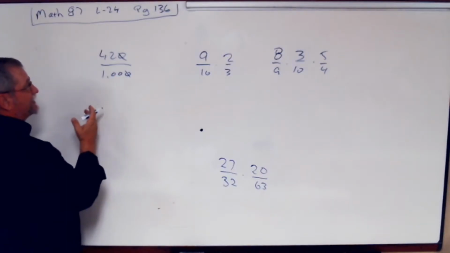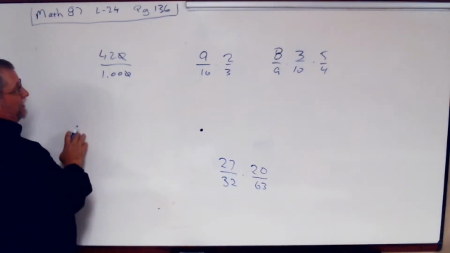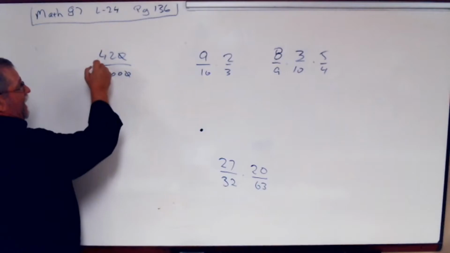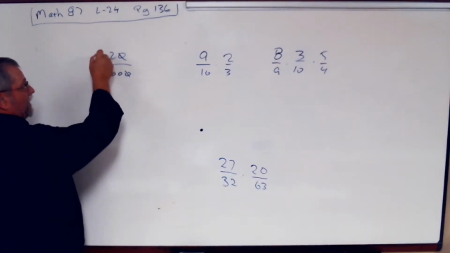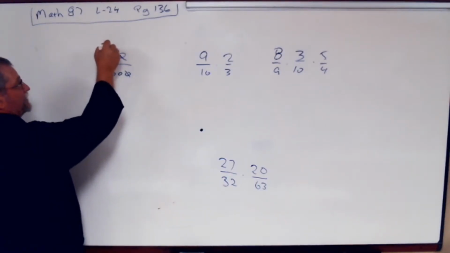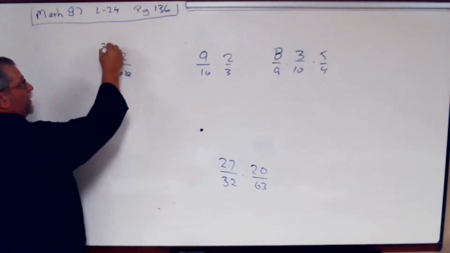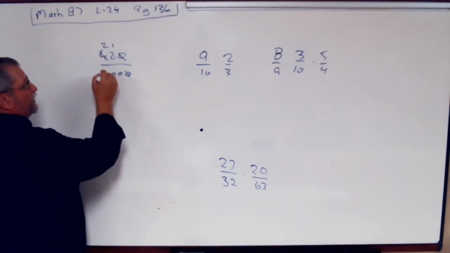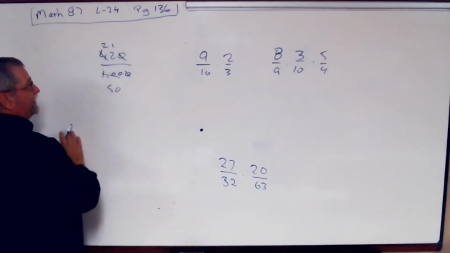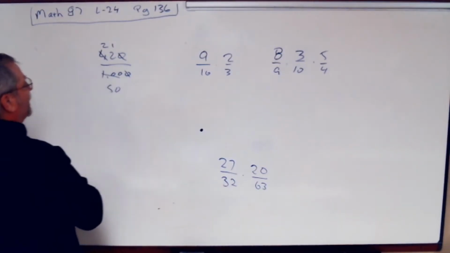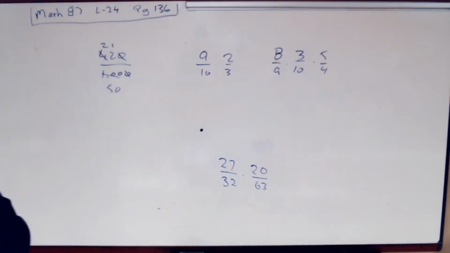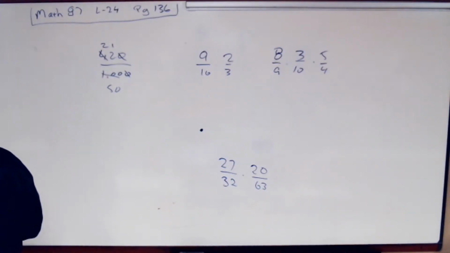Now, one way to do it here is to divide everything by 2. Okay, if I divide 42 by 2, 2 goes in here 2 times, 2 goes into 2 1 time. All right, 2 goes into 100 50 times. Okay, so that is reduced. There's nothing else to do there. Can't go any further down than that.